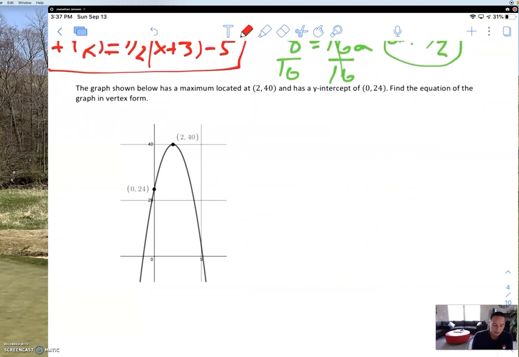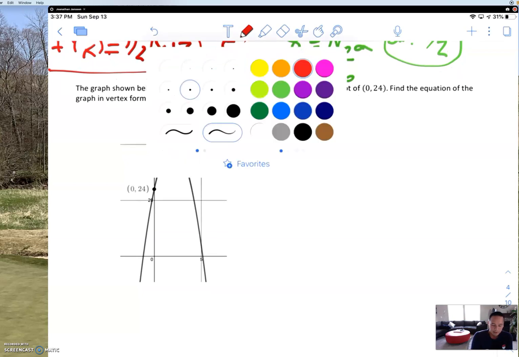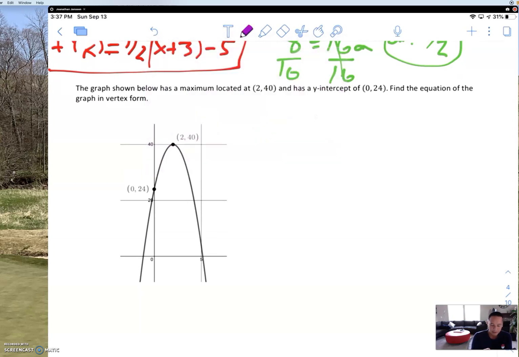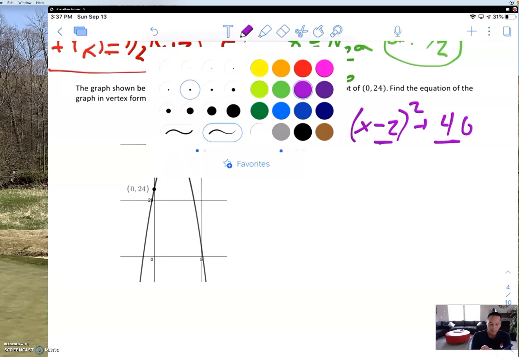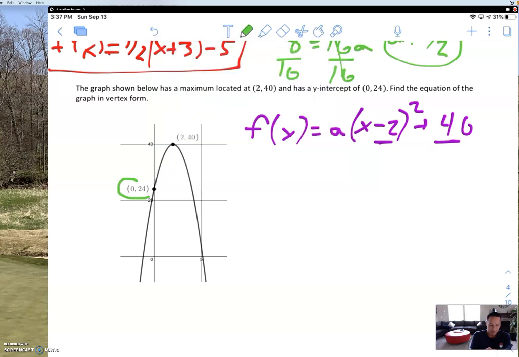And we'll do one more. So once again, we have our vertex, we can plug that in. So we have f of x equals a times x minus 2 squared plus 40. So the vertex is located at 2 and 40, so we just plug in that vertex. We also know one other point on that graph, which is 0, 24. So the y-intercept is at 24.